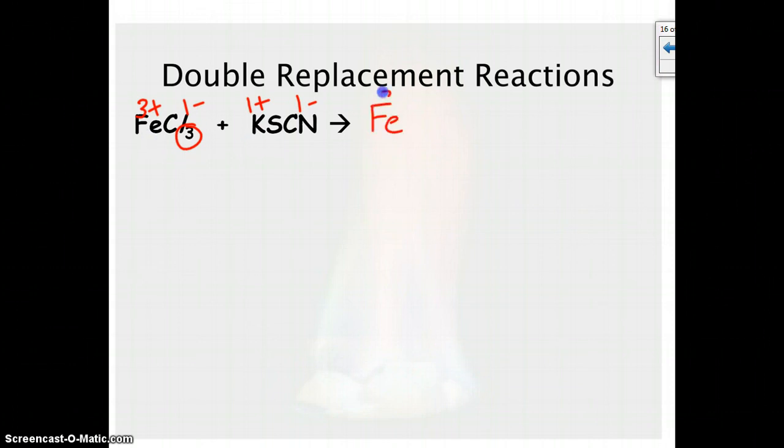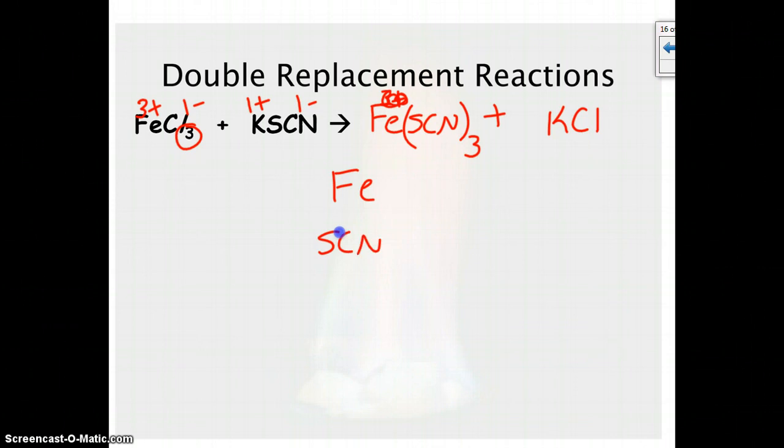So you're going to get the Fe 3 plus going with the SCN 1 minus, and then that 3 is going to end up down there when we swap and drop. And then K and Cl, 1 plus, 1 minus. All right, and then we would need to balance the equation.